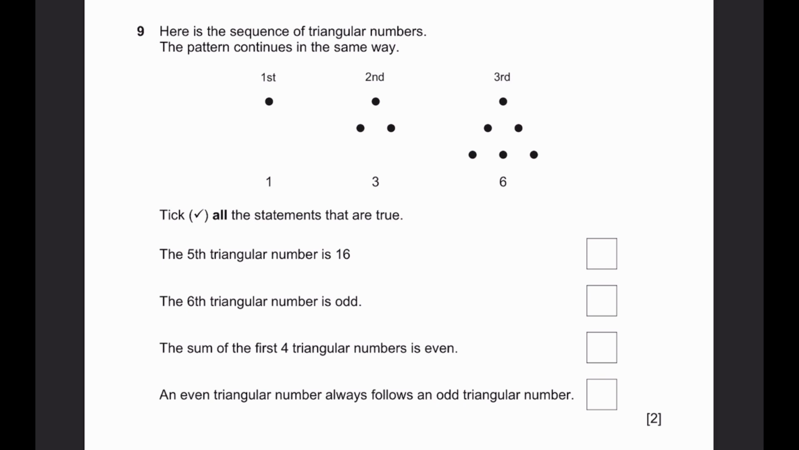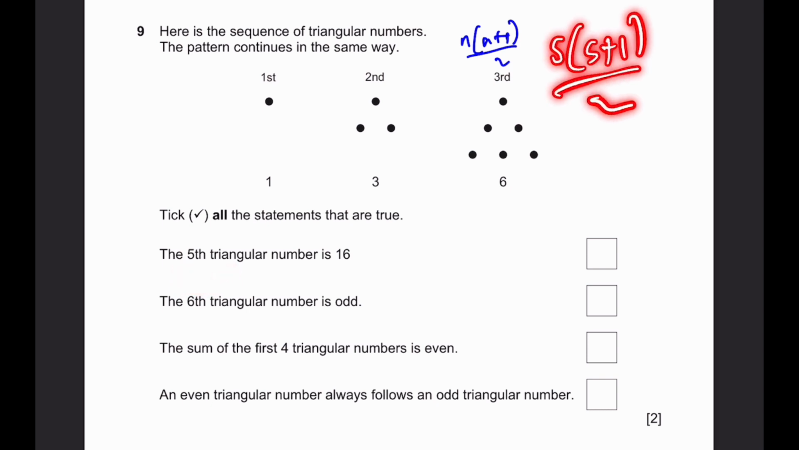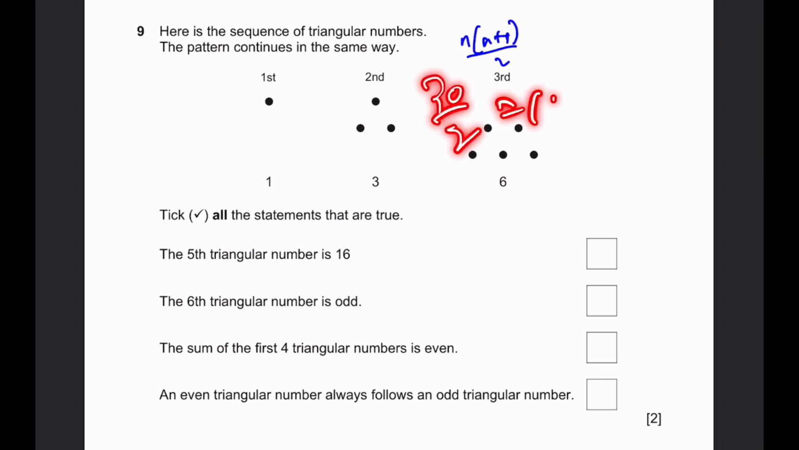Well, triangular numbers can be found using the formula n times (n plus 1) divided by 2, where n is the number of the term. So the fifth triangular number is 5 times (5 plus 1) divided by 2, which is 5 times 6 divided by 2, which is 30 divided by 2, which is 15. It's not 16, so it's not true.